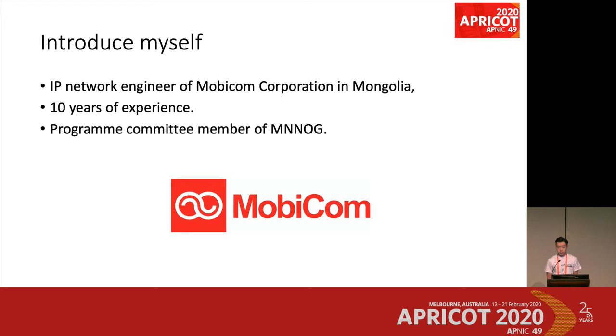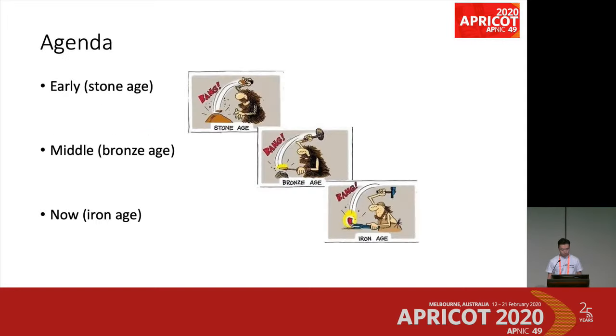A little introduction to Mobicom Corporation. Mobicom Corporation is a mobile operator and service provider in Mongolia, also a subsidiary of KDDI Group. In my presentation, there are three timelines. The first one is early, about 2010. The middle one is 2012, and now means 2017.